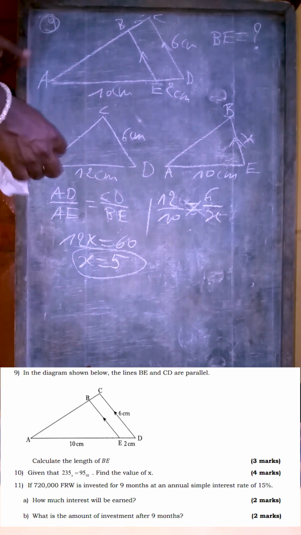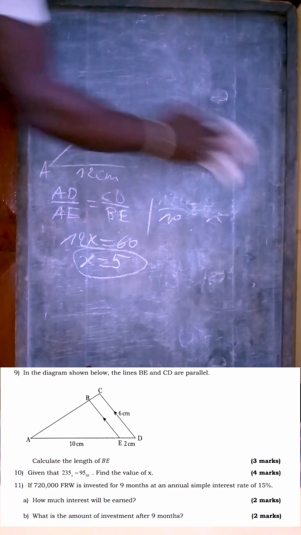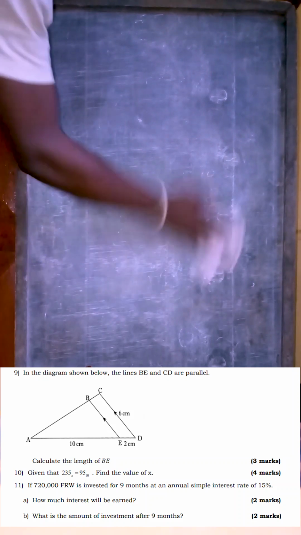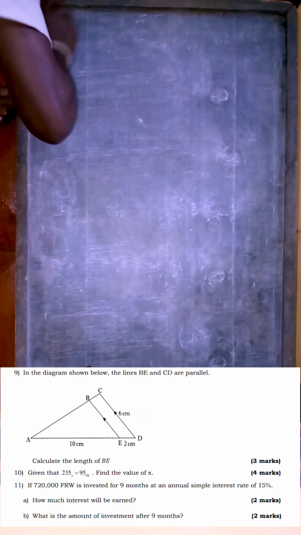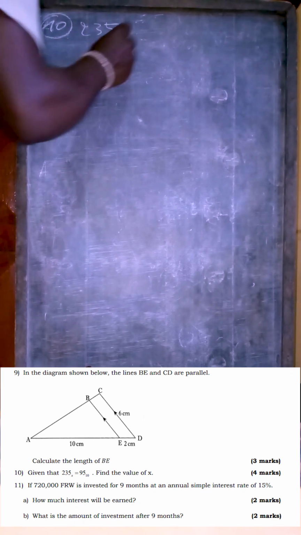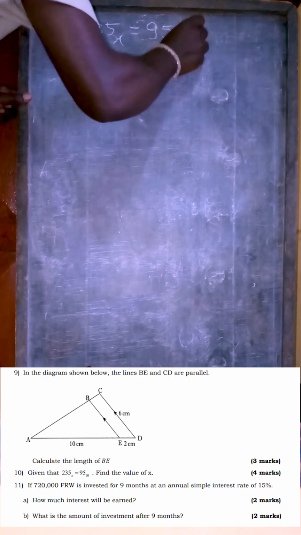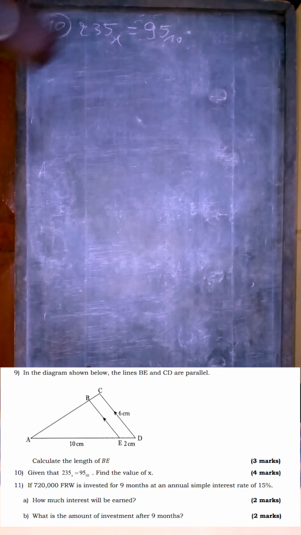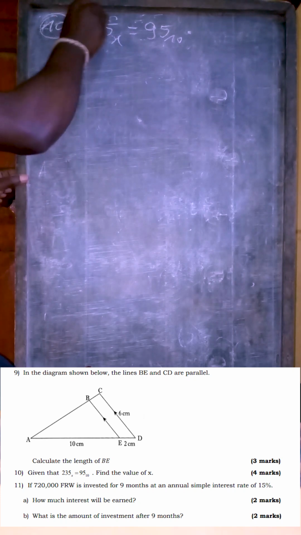Question number 10 is about number bases. Question number 10: We are given that 235 in the base x is equal to 95 in base 10. Then we find the value of this base x. To find the value of x, we first of all have to know that these are digit 0, digit 1, and digit 2.